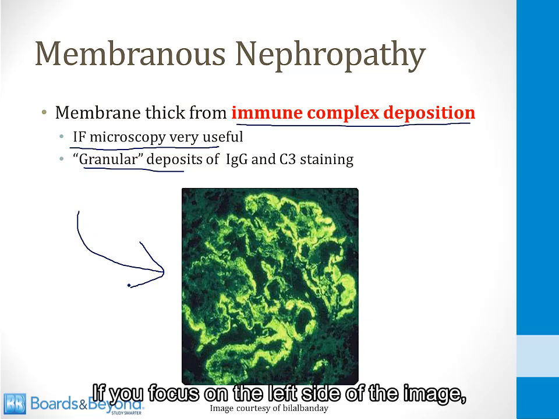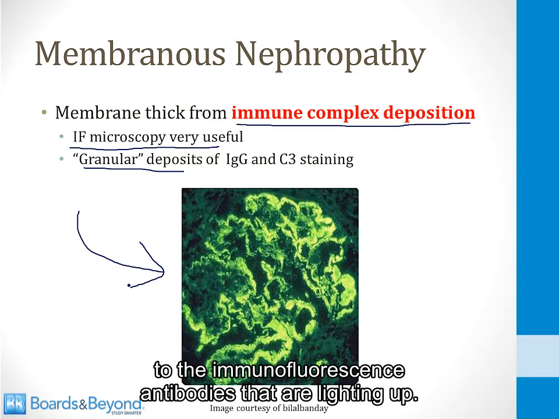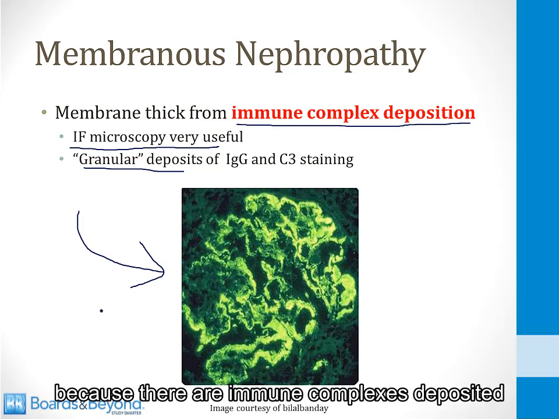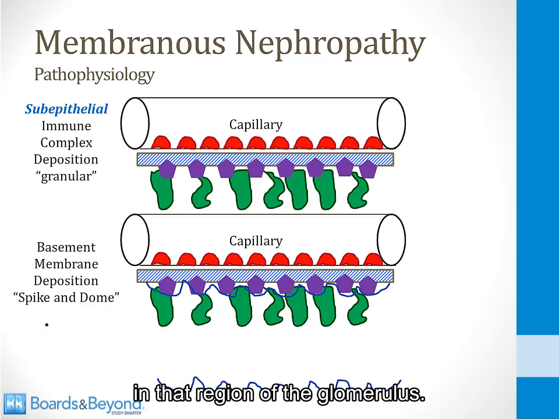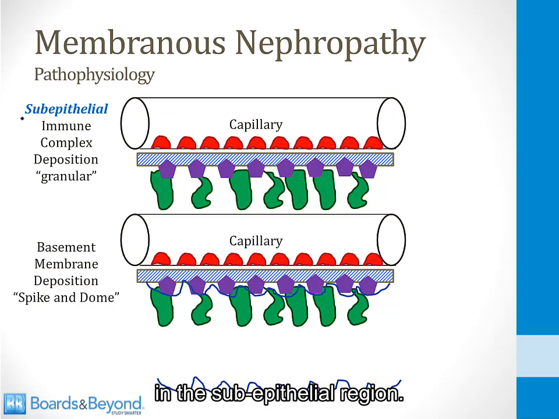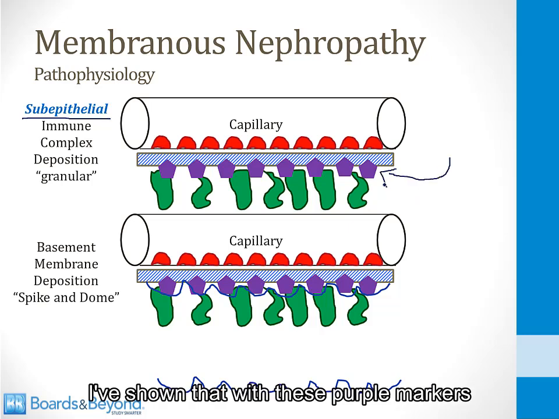If you focus on the left side of the image, you see a bumpy appearance to the immunofluorescence antibodies that are lighting up. That bumpy appearance is happening because there are immune complexes deposited in that region of the glomerulus. On a pathophysiologic level, what's happening in membranous nephropathy is that immune complexes are depositing in the subepithelial region, in other words, below the podocytes. I've shown that with these purple markers here on the screen.